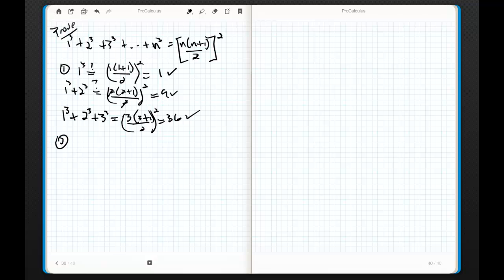All right, so here it comes. Here's the part that gives everybody fits. But you can't think of this thing as standalone. It works in combination with part 3. So part 2 simply says, suppose that 1 cubed plus 2 cubed plus 3 cubed plus ... plus k cubed equals k times k plus 1 all over 2 squared.